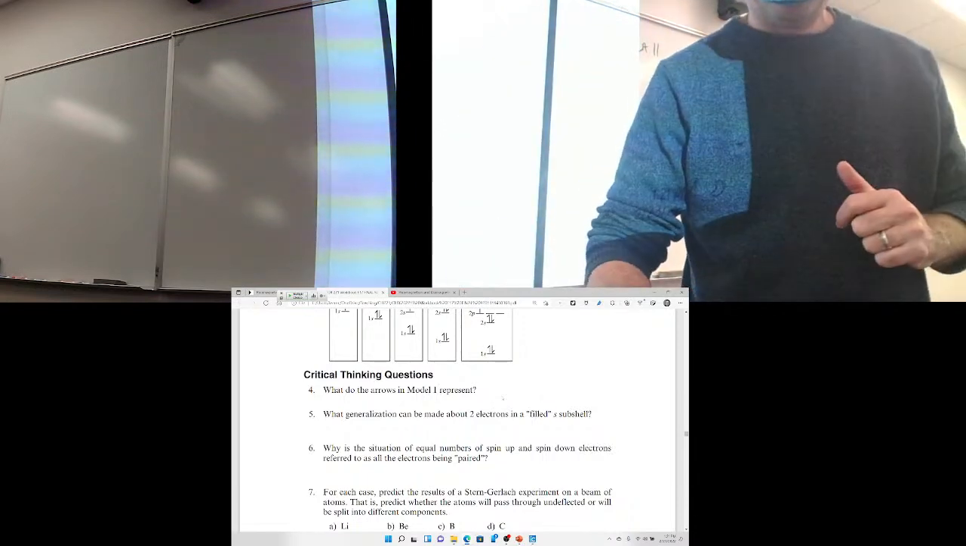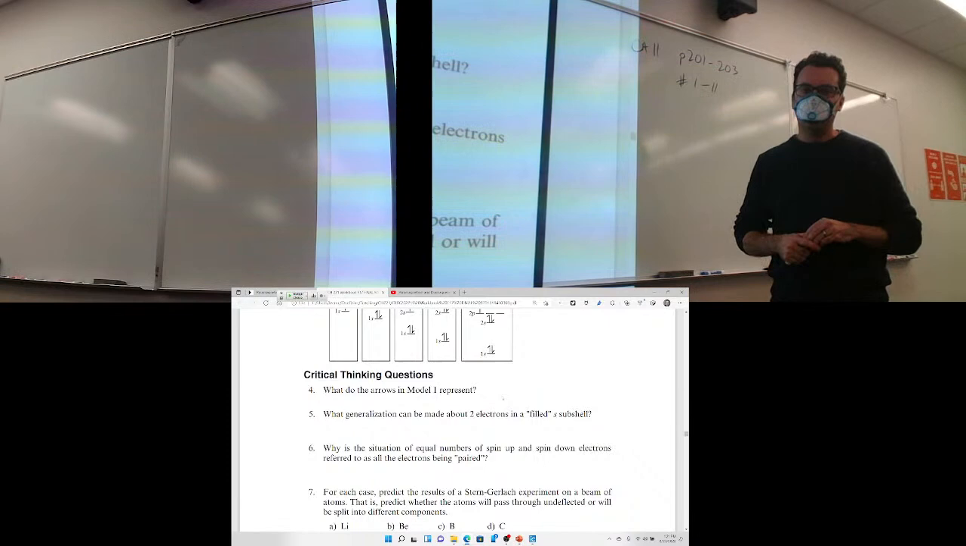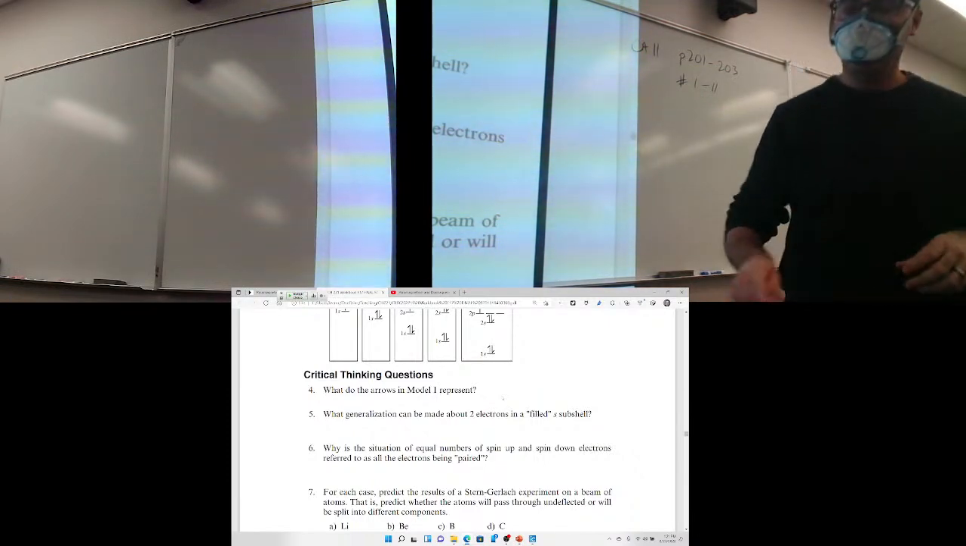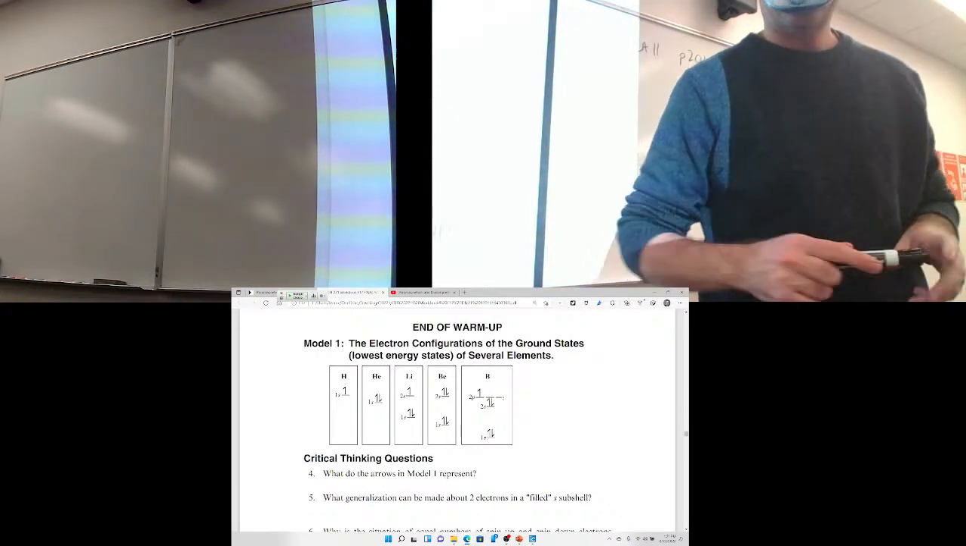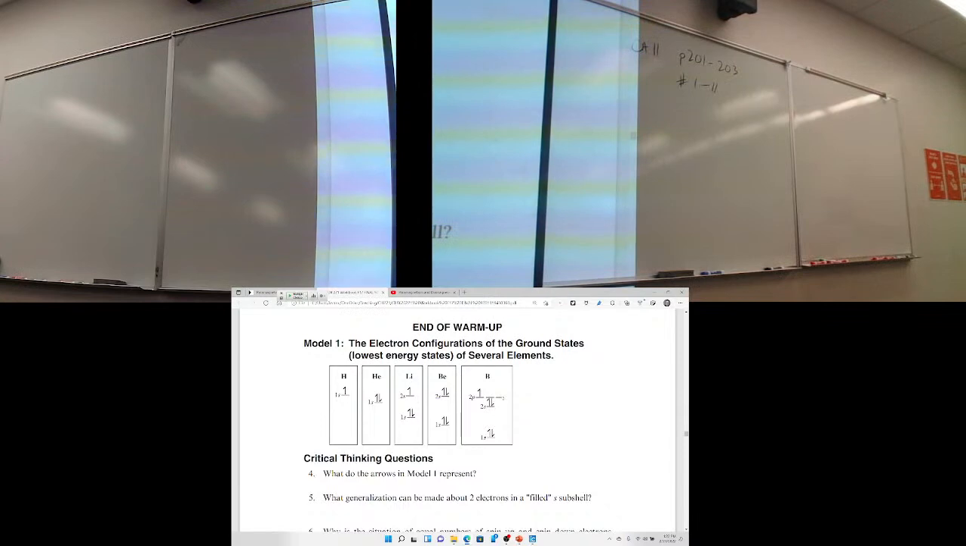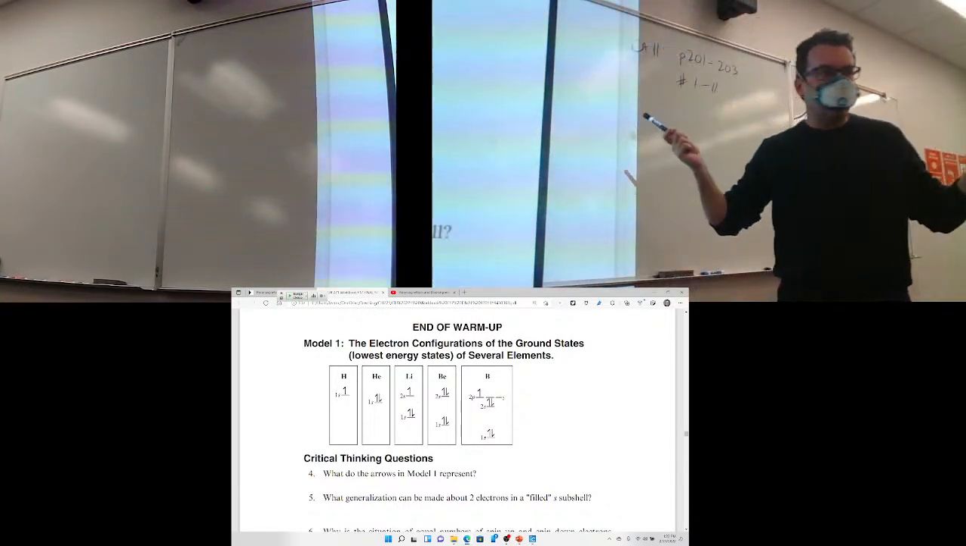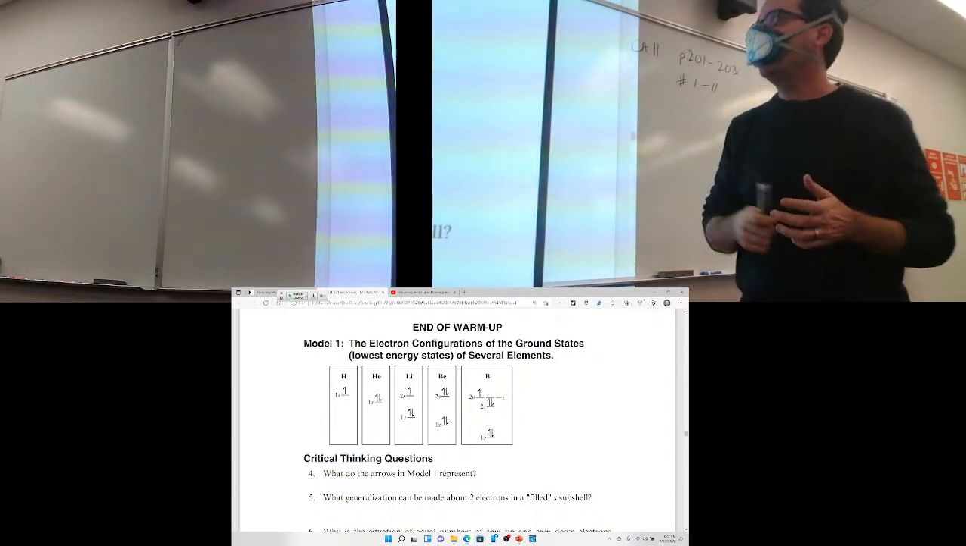Let's leave it at that for a second. So, why is the situation of equal numbers of spin up and spin down electrons referred to as all the electrons being paired? I mean, it's kind of self-explanatory in this case. These are all paired. This is paired, and that's it. And that's because everything has a pair. You don't have any unpaired electrons.